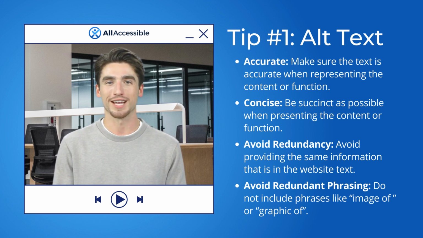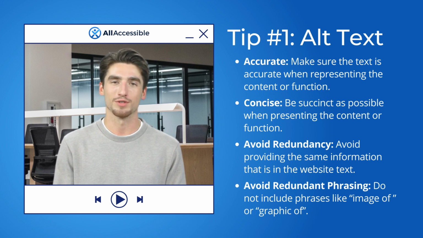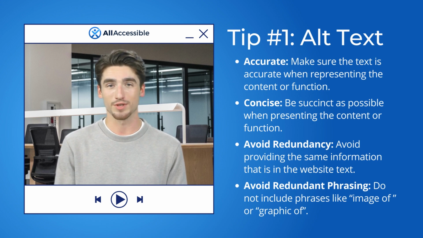Accurate. Make sure the text is accurate when representing the content or function. Concise. Be as succinct as possible when presenting the content or function. Avoid redundancy. Avoid providing the same information that is in the website text. Avoid redundant phrasing. Do not include phrases like "image of" or "graphic of."